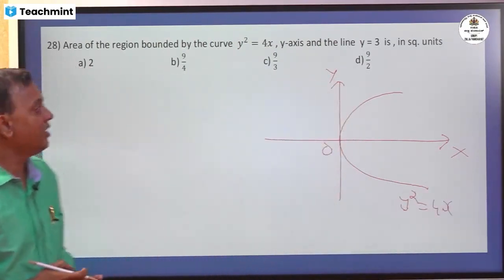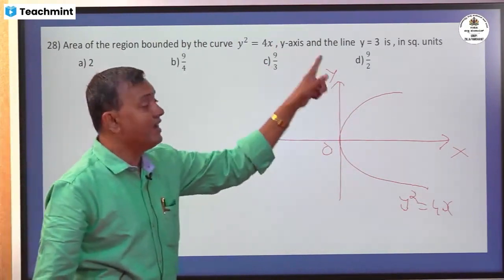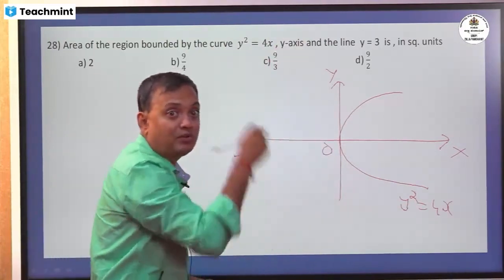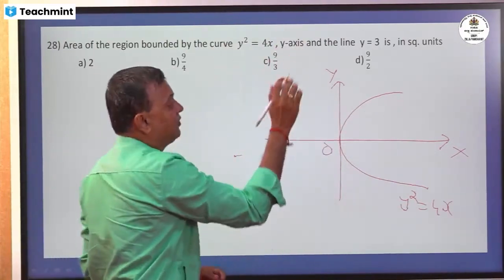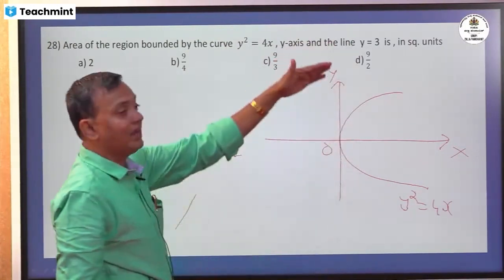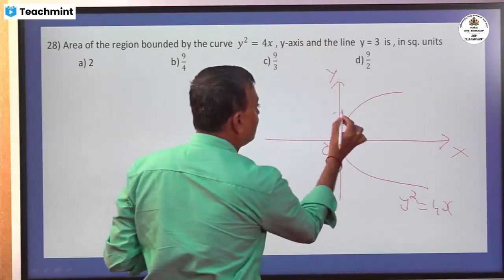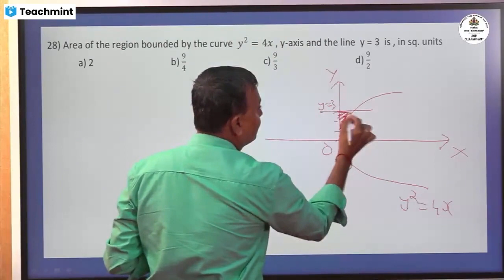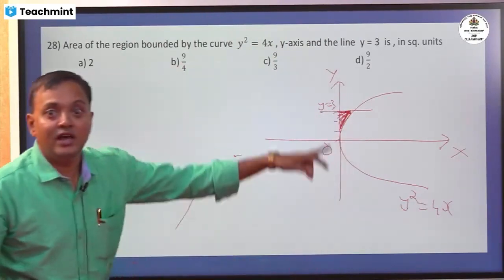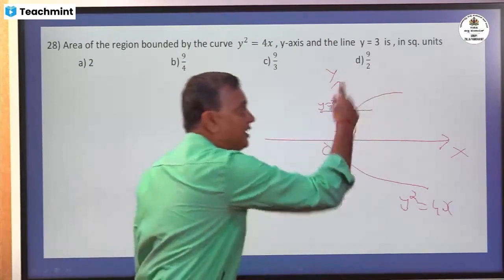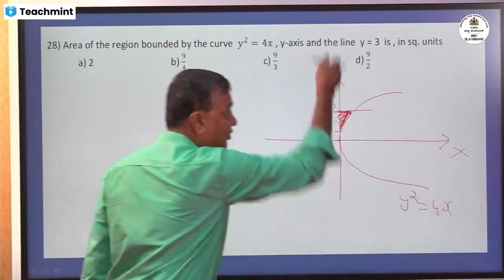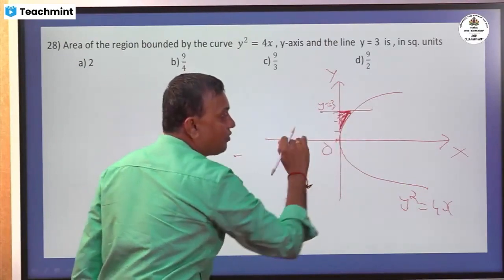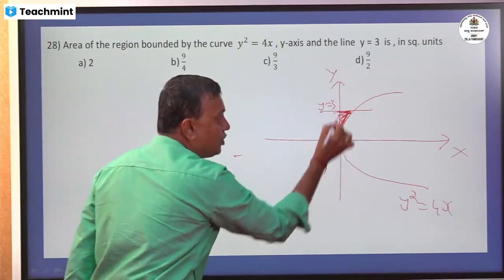A question of the kind asked in the recent exam. Look here: the area bounded by the parabola with the y axis means we have to integrate with respect to y, not x, with the y axis and the line y equal to 3. So what we need is this area. Area bounded by the parabola y square equal to 4x with the y axis between the lines y equal to 0 and y equal to 3. So it starts from y equal to 0 to y equal to 3.